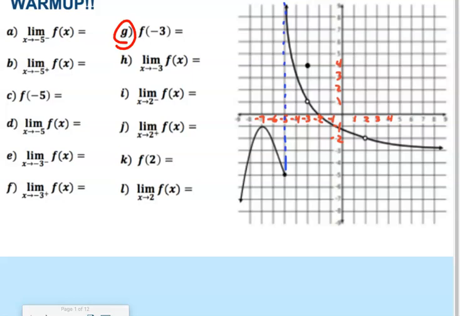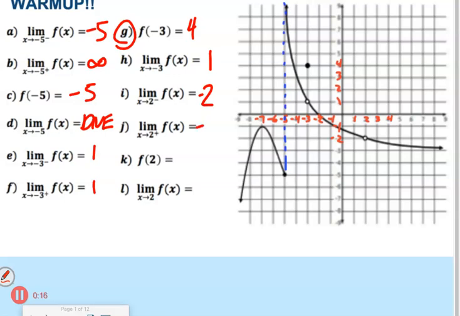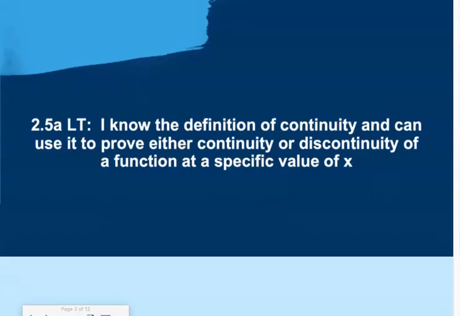All right, just for the sake of the recording, I'm going to take 1 minute and we're going to go: -5, infinity, -5, DNE, 1, 1, 4, 1, -2, -2, DNE, -2. Check your answers, and now we're moving on. Okay. Today's learning target: continuity.